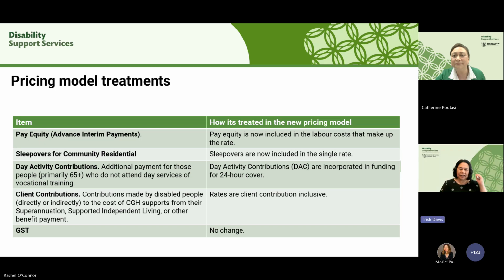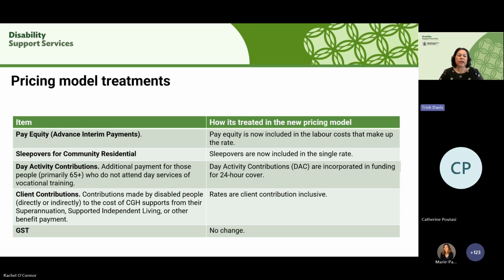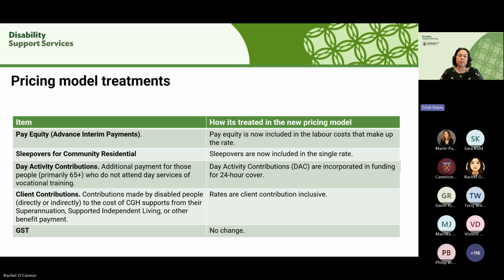Kia ora. So how does the pricing model treat the following areas? Pay equity or advance interim payments. It's now been included into the pricing model and it's in the labour costs that make up the rate. Sleepovers, these have now been included into the single rate as well. Day activity contributions, so these are additional payments for those people, usually over 65, who do not attend day services or vocational training. These have now been incorporated into the funding in the new pricing model.